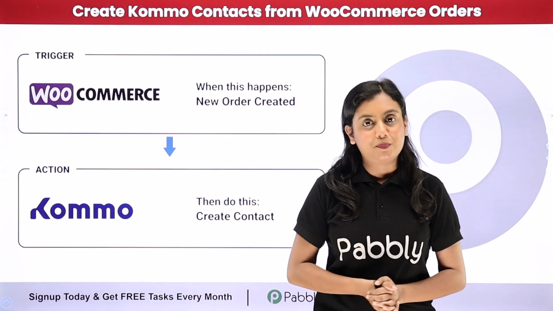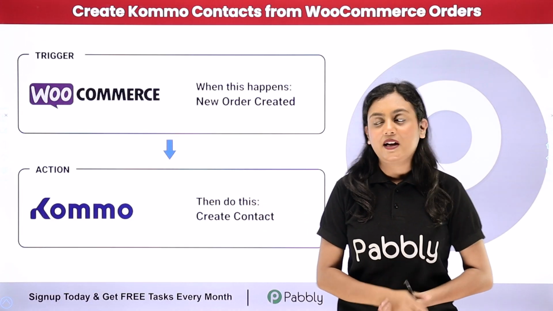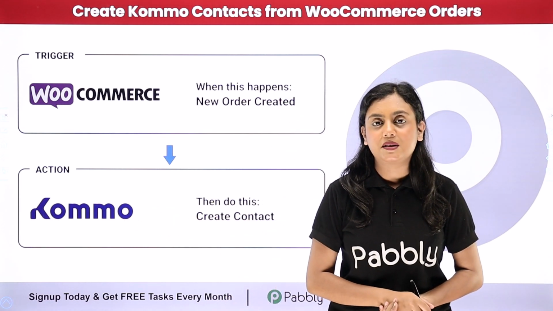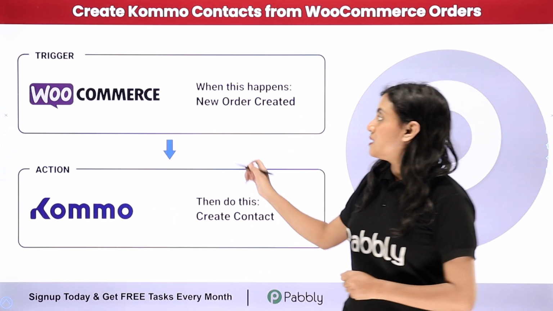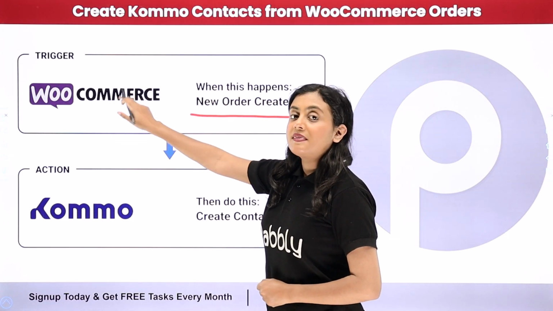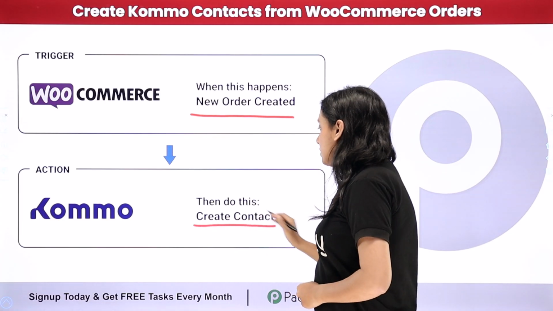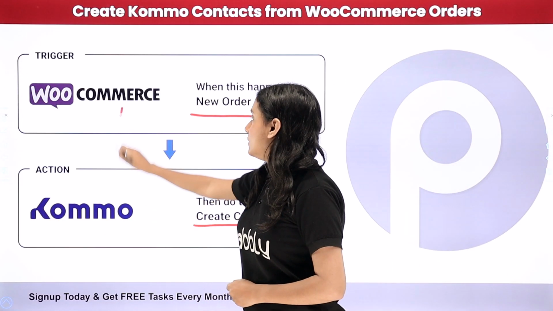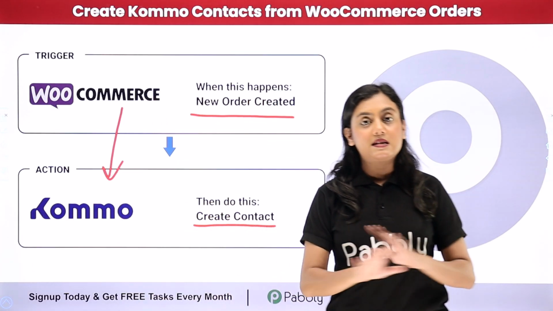So I'm an owner of a business and I manage my online store using WooCommerce and I use Kommo as a CRM application in my business. Over here what I want is that as soon as a new order is created by the customer on my WooCommerce store, that customer should be created as a contact into my Kommo account. For that simply I have created the connection between these two applications and that's a very simple process.